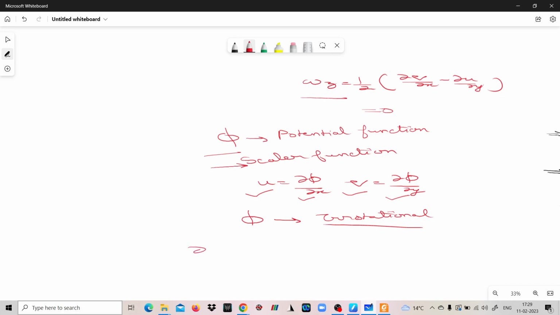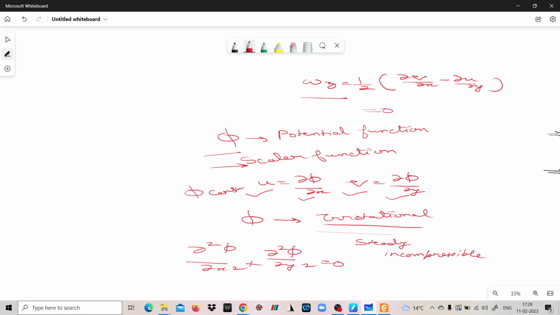Apart from that, if phi satisfies Laplace equation, that is del 2 phi by del x square plus del 2 phi by del y square equal to 0, then it is definitely irrotational. Apart from that, it is also steady and incompressible. And along an equipotential line, phi remains constant.